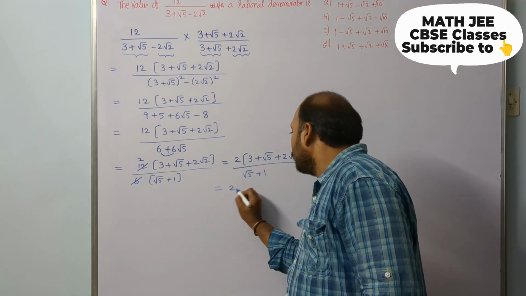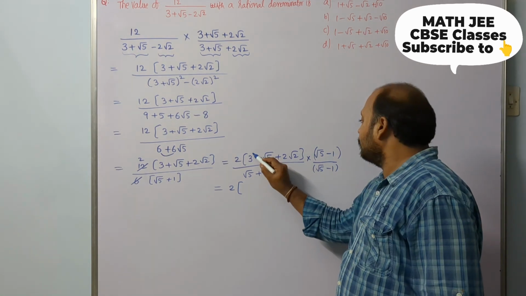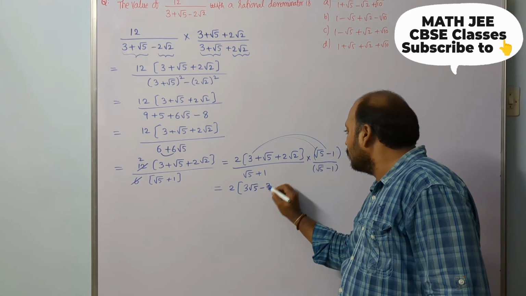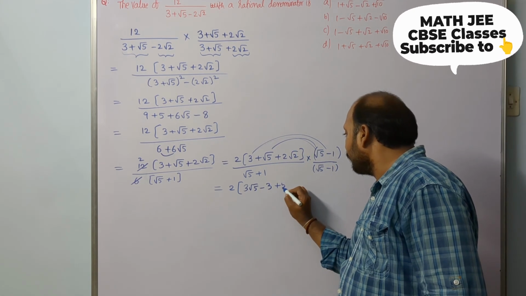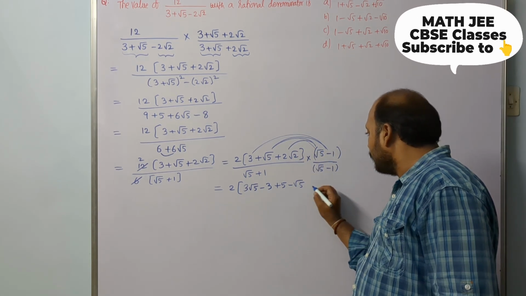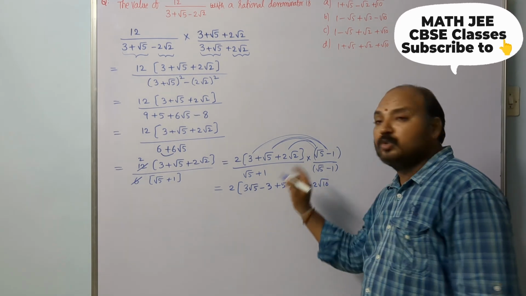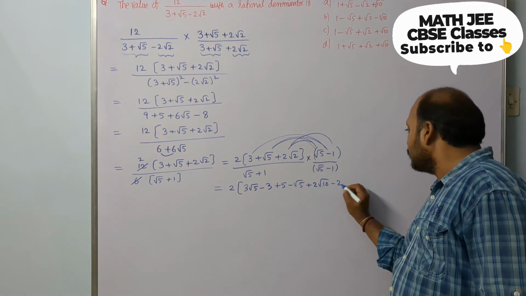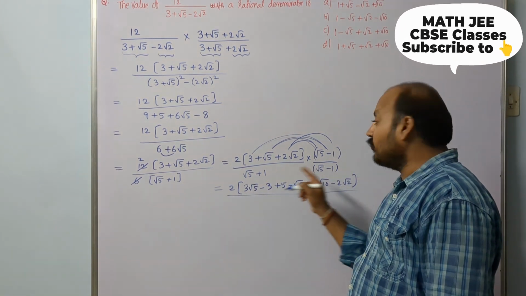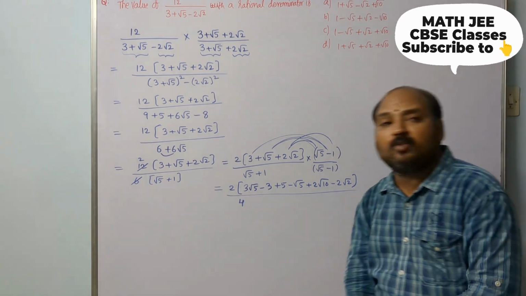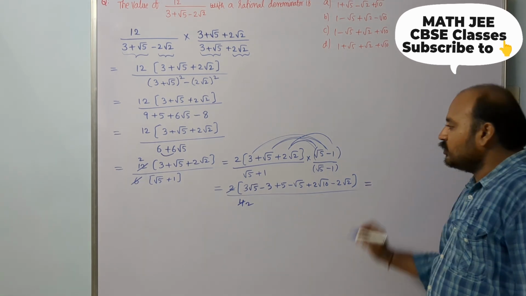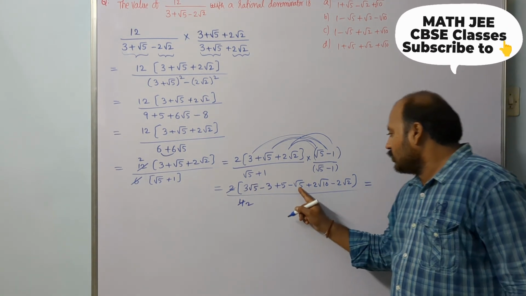So which is equal to 2 into the normal multiplication: 3 into root 5, next 3 into minus 1, root 5 into root 5, next root 5 into minus 1, next root 5 into 2 root 5, so plus 2 into root 10, root 5 into root 2, next 2 root 2 into minus 2 root 2, whole divided by (root 5 plus 1) into (root 5 minus 1). So 5 minus 1 is 4. That is equal to 2 ones are 2, 2 twos are 4.